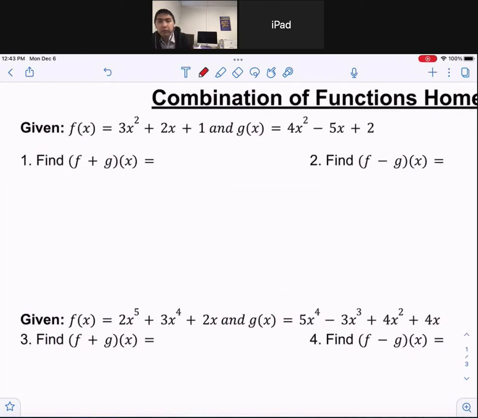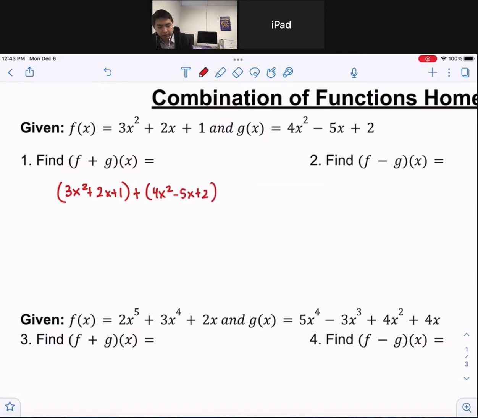For number one, we have f plus g of x equals something. So what we're going to do is add our f function plus our g function, which is 4x squared minus 5x plus 2. So that's the f plus g function.